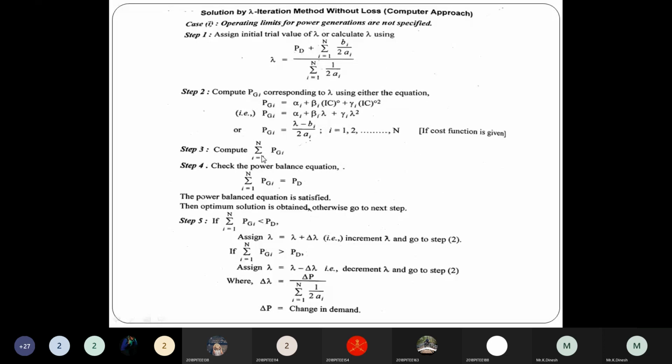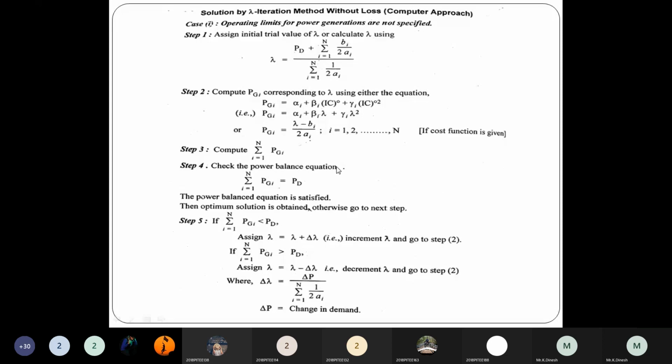So step number 3, we have to compute our generated power in increment, that is i equal to 1 to n, so 1 to n buses. You have 3 bus, 4 bus, 6 bus, 8, likewise you have a number of buses. So based on the number of buses, you have your incremented generated power. And in step number 4, the power balance equation.